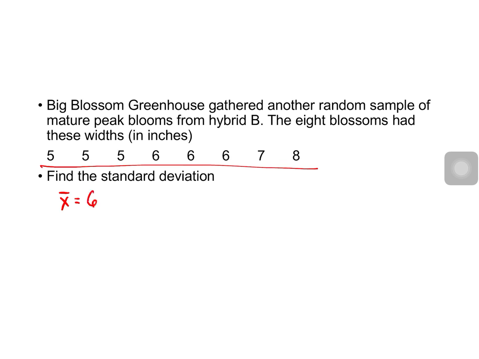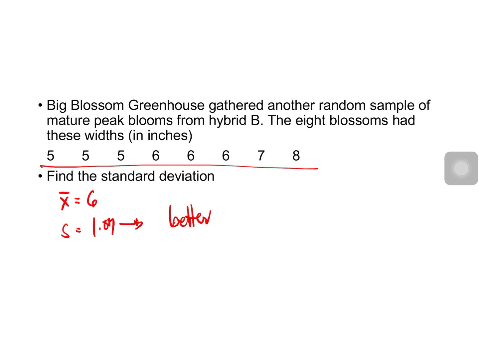So let us compute the standard deviation of hybrid B. The standard deviation of hybrid B is 1.07. That means this has less variation, or the measurement is less dispersed. This is better.